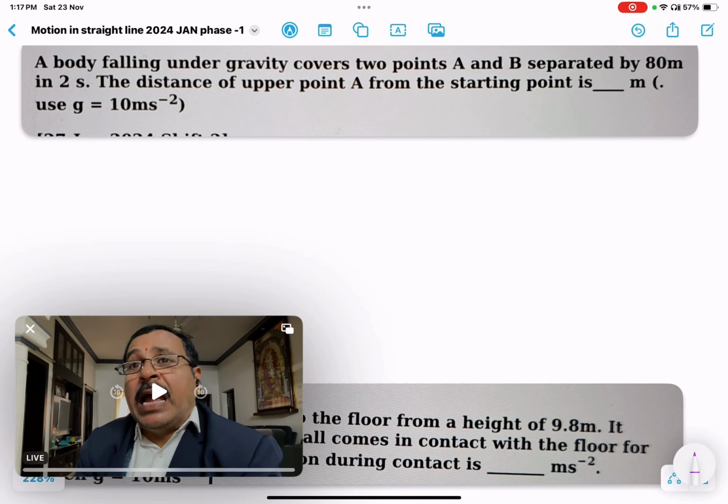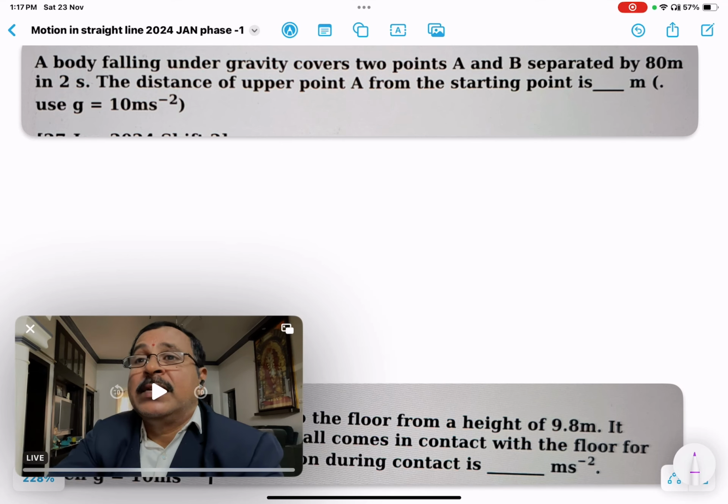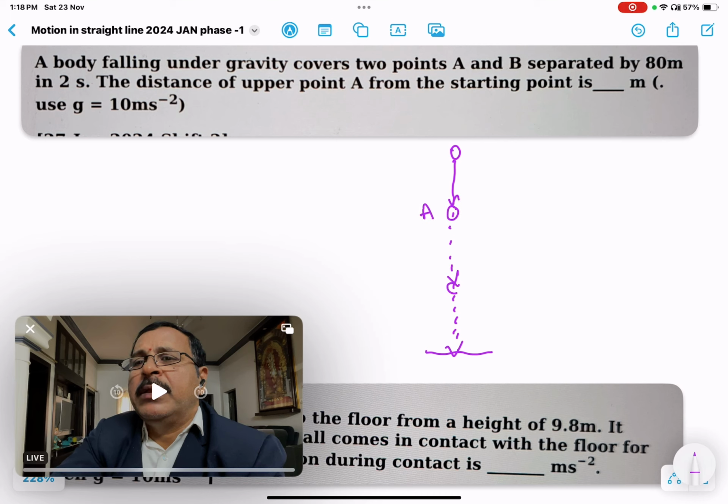A body is falling under gravity and covers two points A and B. Very next problem. All these questions were asked in the 24 January phase 1 entrance for IIT-JEE Mains aspirants. It covers two points A and B separated by 80 meters. A diagram is required. Initially the body is falling down, down, down, reaching the ground, but before reaching the ground it crosses two points. This is point A and this is point B. Between these two, the distance is given as s equals 80 meters.